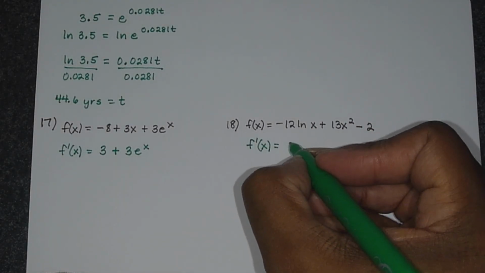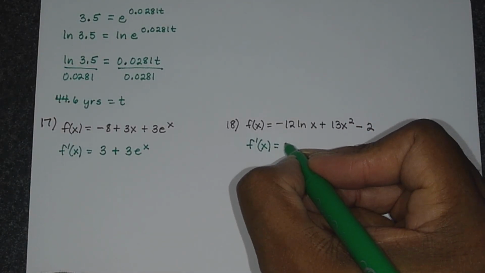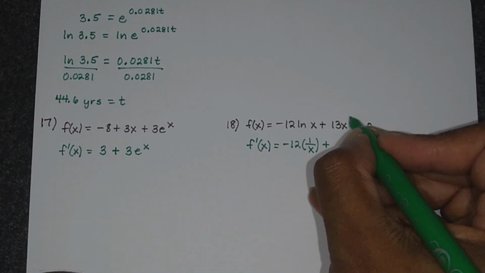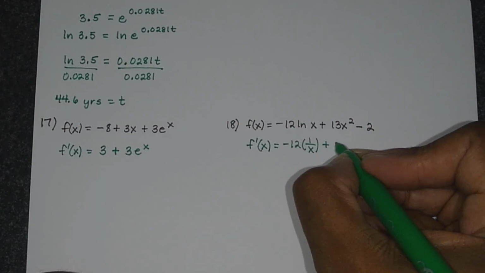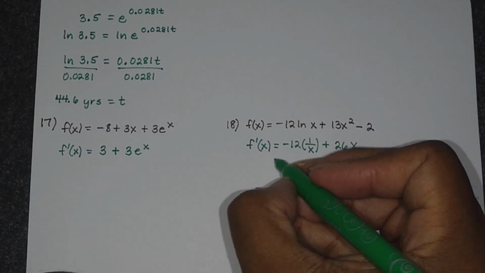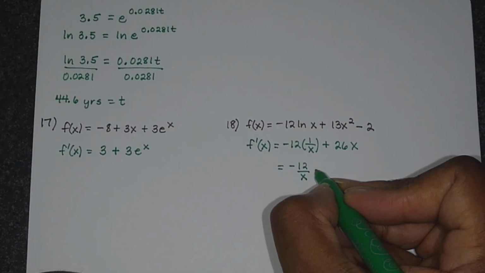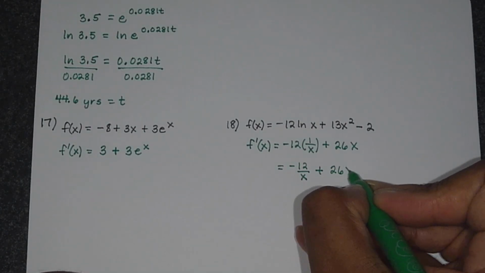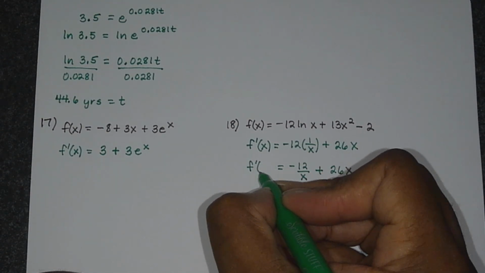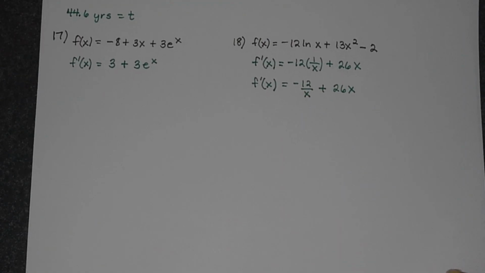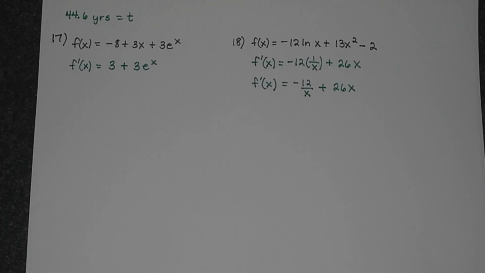Well, what's the derivative of the natural log of x? 1 over x. So I'm going to have -12 times 1 over x plus the derivative of 13x squared, 26x. If I simplify this a bit, I'll put the -12 on top, where the x will remain on the bottom, and then plus 26x. So that is what f prime of x will be: -12 over x plus 26x. All right, questions on number 18.